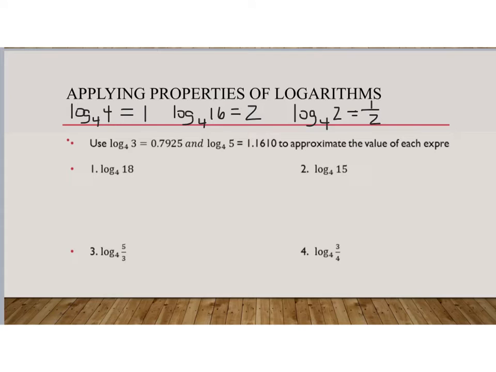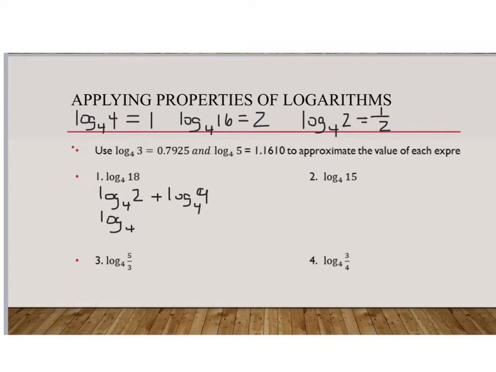So getting started here, we could break this up into log base 4 of 2 plus the log base 4 of 9, because 2 times 9 is 18. Now I do know the log base 4 of 2 is 1/2. Log base 4 of 9, I could then write this as log base 4 of 3 squared, and then that 2 can be moved out in front. So then I would have the log base 4 of 2, which is 1/2, or 0.5, plus 2 times the log base 4 of 3, which is 0.7925.